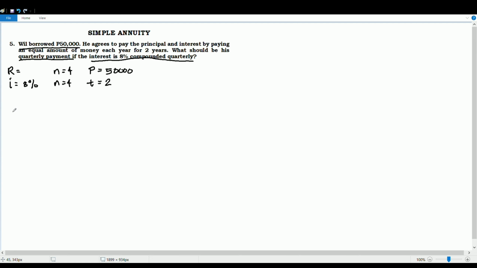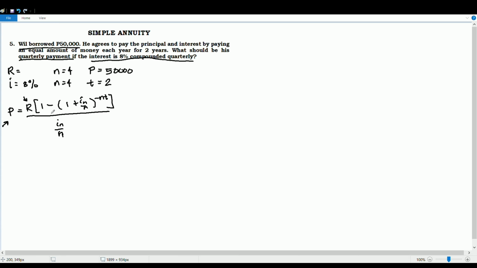So we have the formula of P, which is equal to R times 1 minus 1 plus i subscript n over n raised to negative nt, over i subscript n over n. Why do we have to use this formula? Because we are looking for R and the present value is provided. We cannot use the other formula, A is equal to R, because the annuity is not given in the problem. So let's continue.